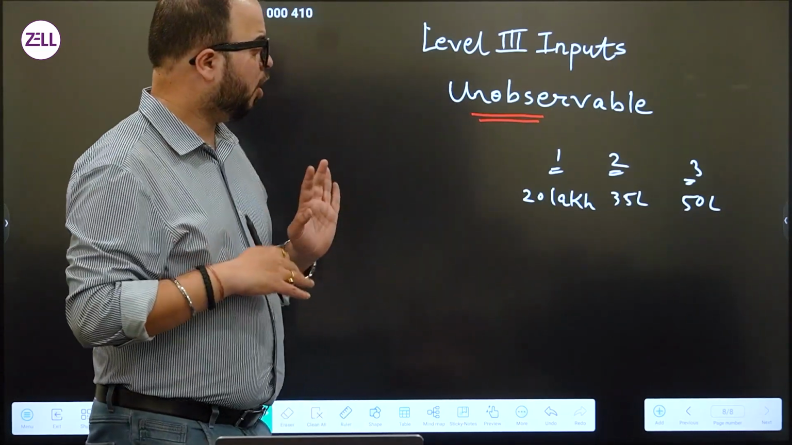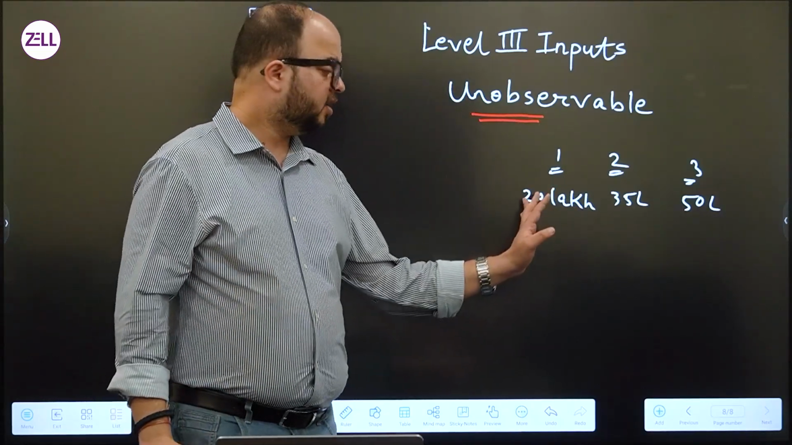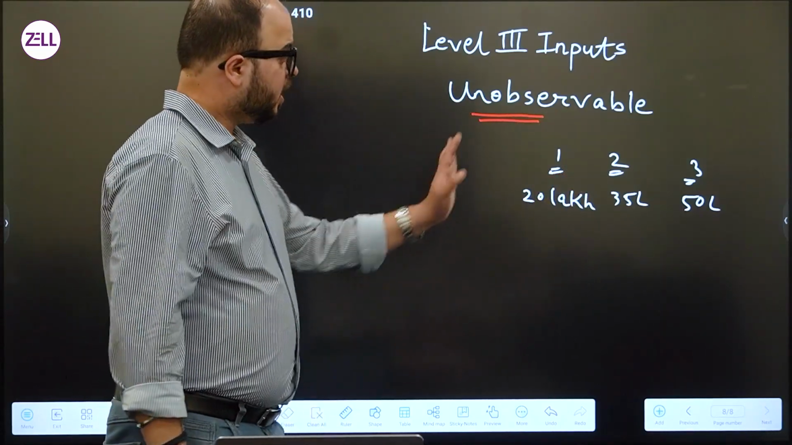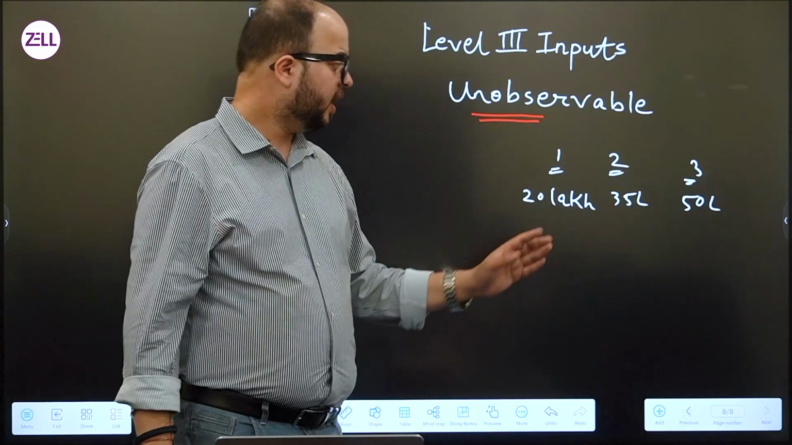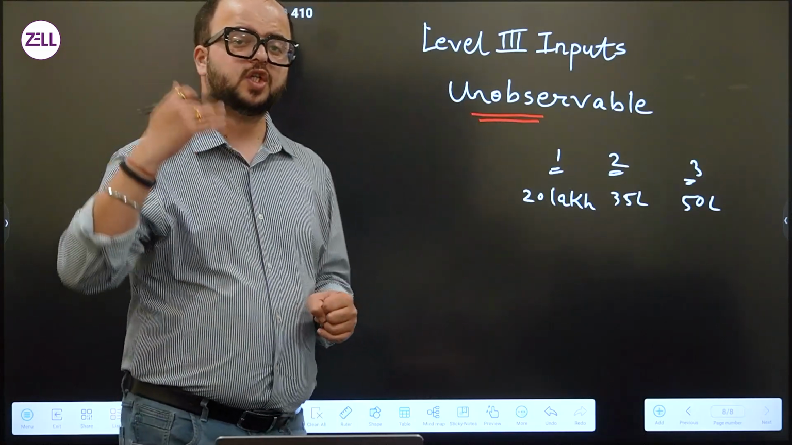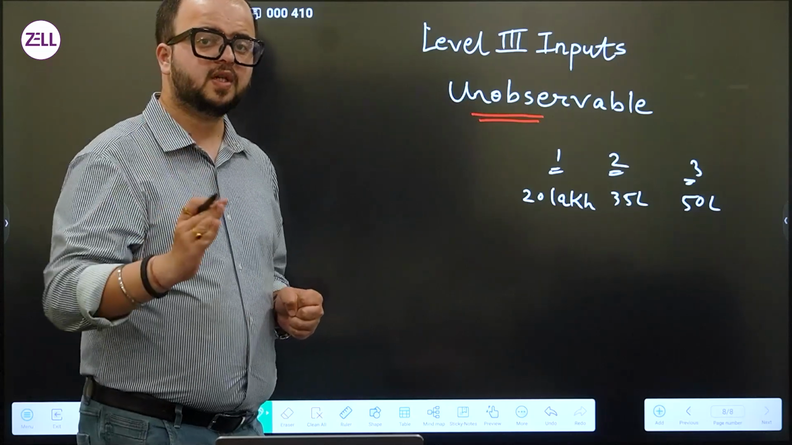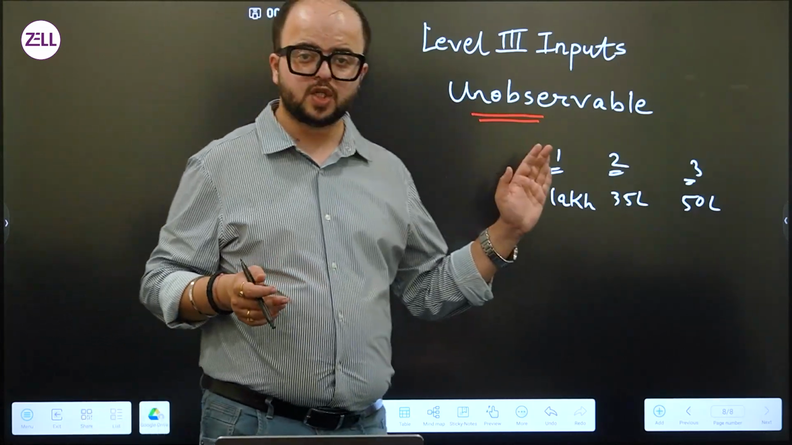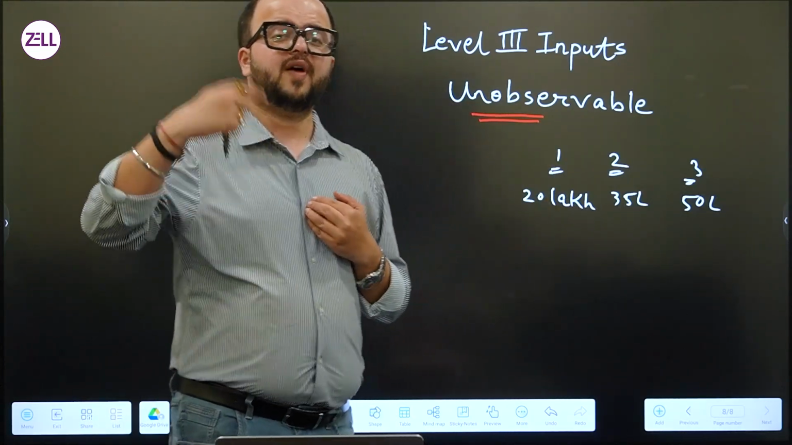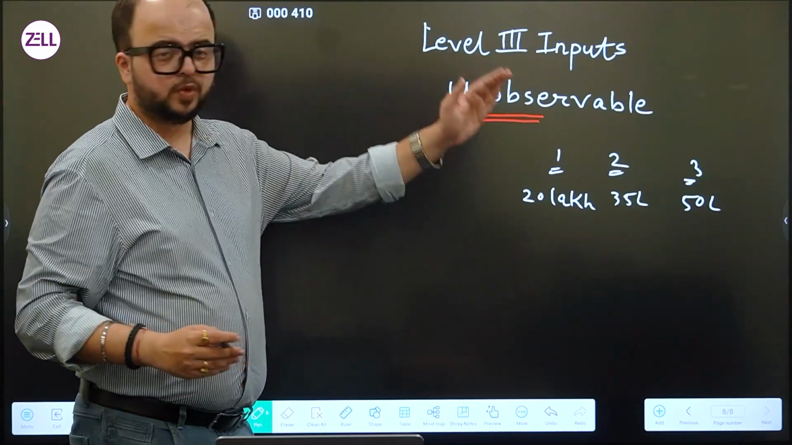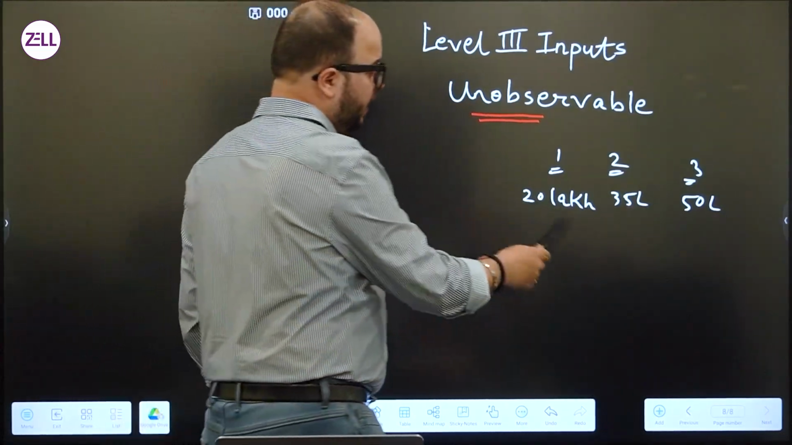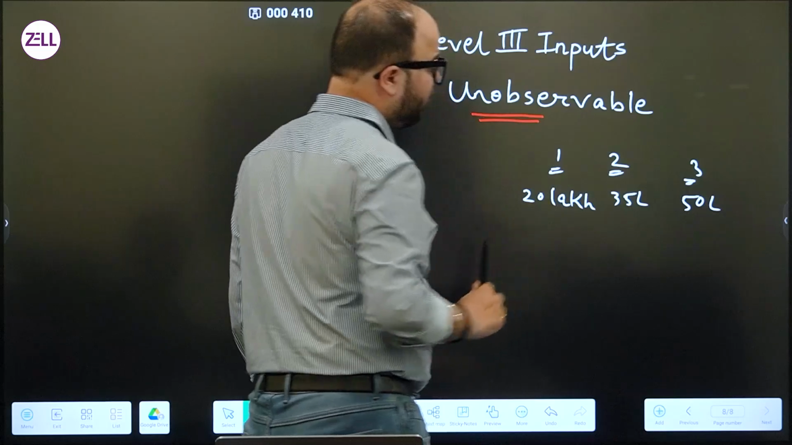I have a very optimistic viewpoint that in the first year I will earn 20, in the second year I will earn 35, and in the third year I have a projection that I will earn 50 lakh rupees. Do I have any observable input? No, these are my projections. So what is the total value of benefit that I will get from the usage of this laptop? 20 lakh, then 35 lakh, then 50 lakh.